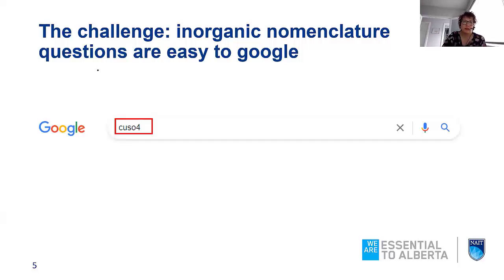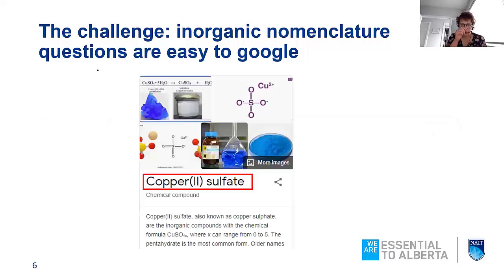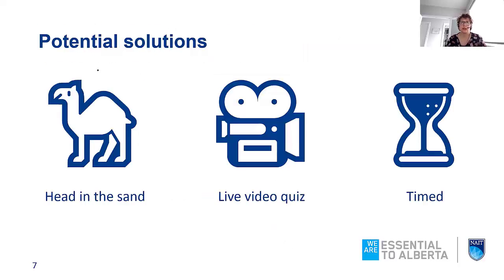So if you type in CuSO4, copper(II) sulfate comes up immediately. When I was developing my courses, I thought about three different potential solutions to this problem. The first one was just keep my head in the sand about it, and let students Google what they need to Google. There's a good argument that if a student can Google it that quickly, do they really need to learn it? But I don't think that's the best approach to any of the outcomes in our courses.